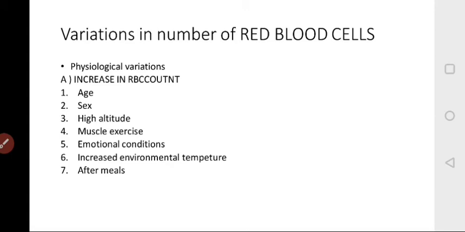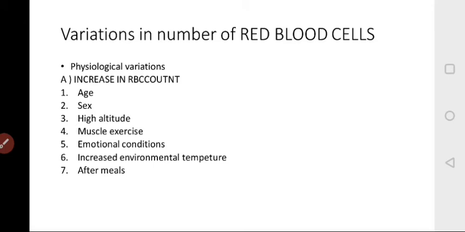In high altitude, hypoxia stimulates kidney to secrete hormone erythropoietin. The erythropoietin in turn stimulates bone marrow to produce RBCs. Therefore, there is increase in RBC count. Fourth, muscle exercise. There is temporary increase in RBC count after the exercise. It is because of mild hypoxia and contraction of the spleen.